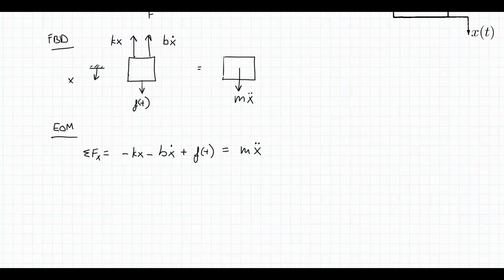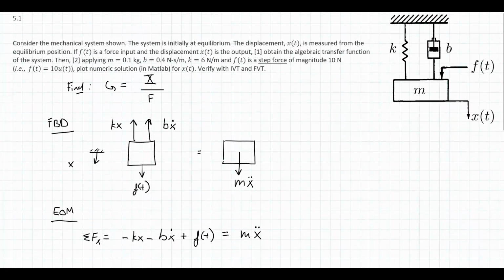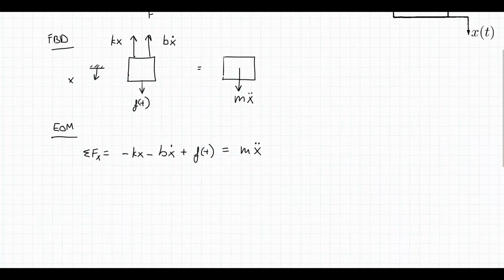So we need to get to, in the end, the transfer function. We want x over f. Right now we're in the time domain. The transfer function is going to be in the frequency domain. So I want to take the Laplace transform of both sides here. And I'll take some shortcuts because on the left-hand side I have this sum. Remember, the Laplace transform of a sum is the same as the sum of the Laplace transforms.